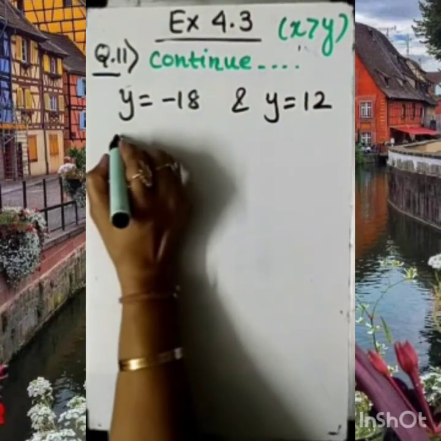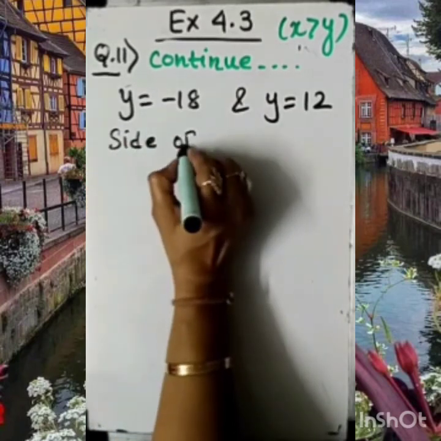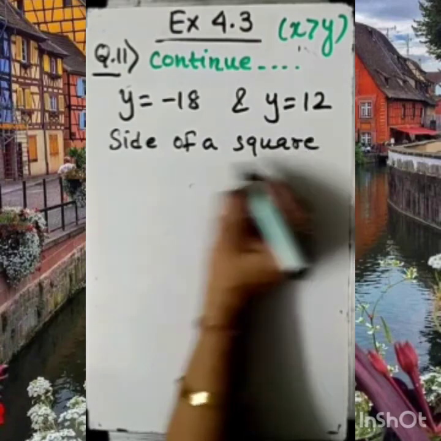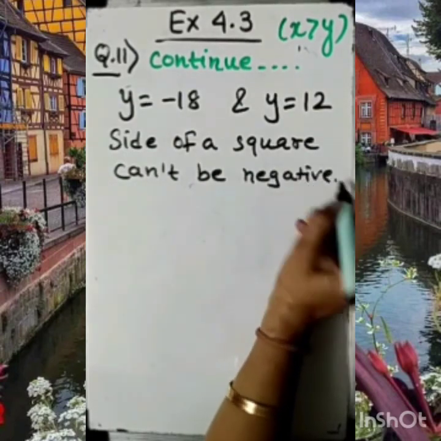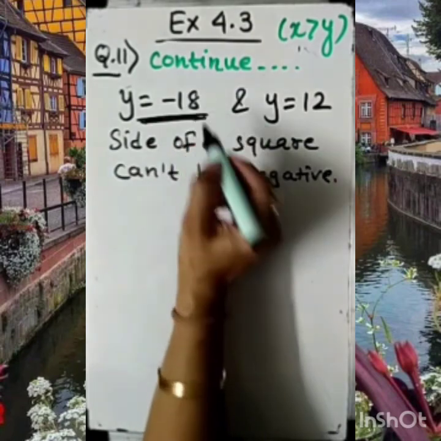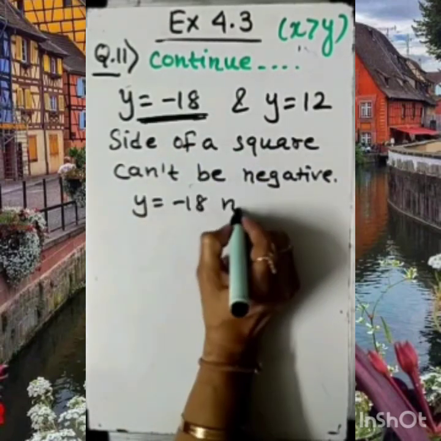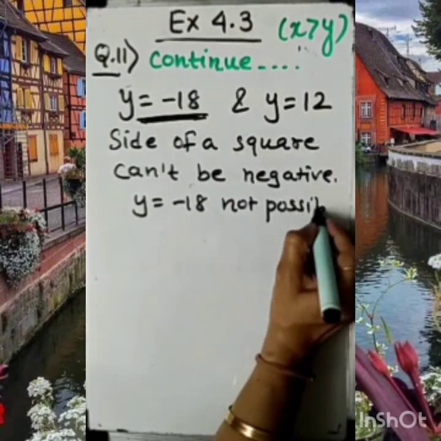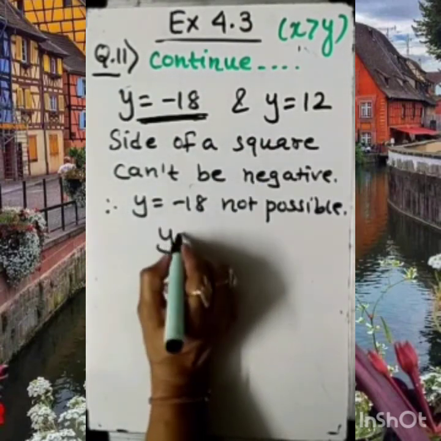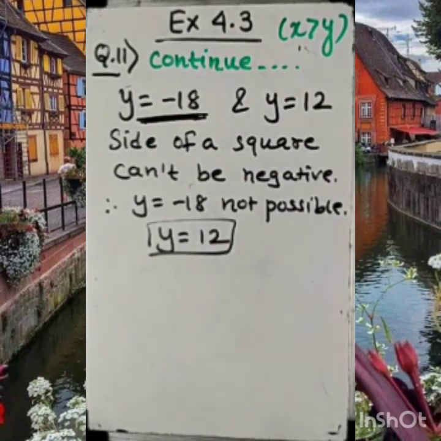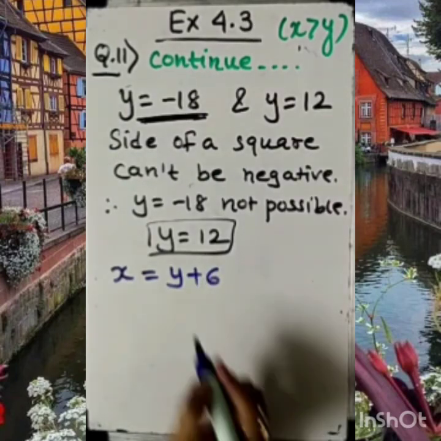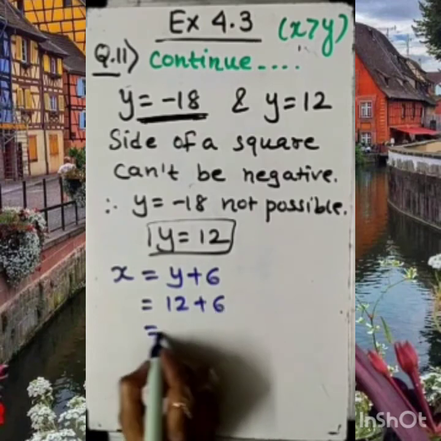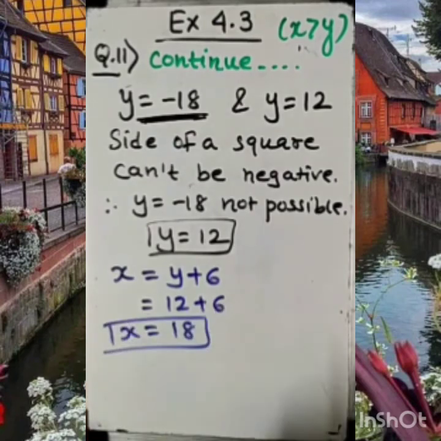As we know, dear student, the side of a square can't be negative. For this, y equal to minus 18 is not possible. Right? Therefore, we will go with y equal to 12. If the value of y is 12, the length of one of the sides is 12, so another equation which we were gaining was x equal to y plus 6. So in that, 12 plus 6 is 18. So the length of the first square will be 18.